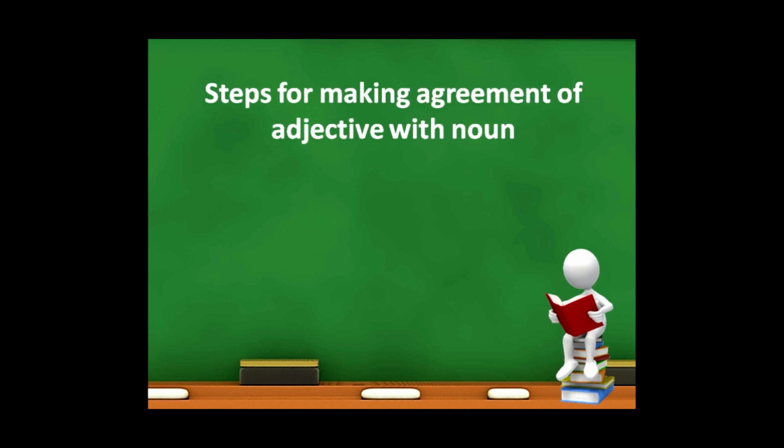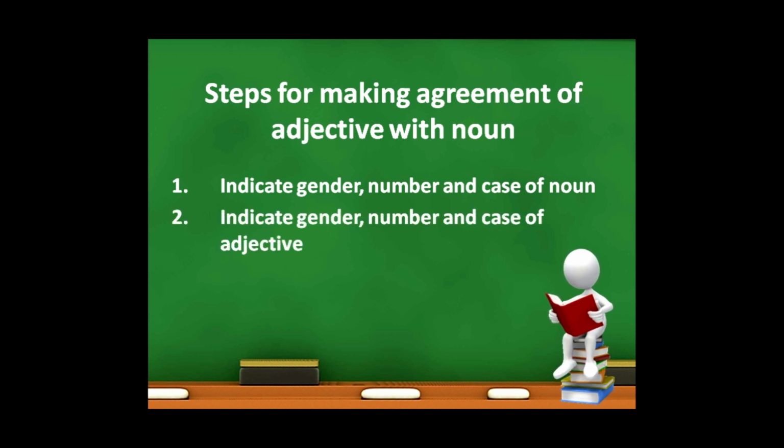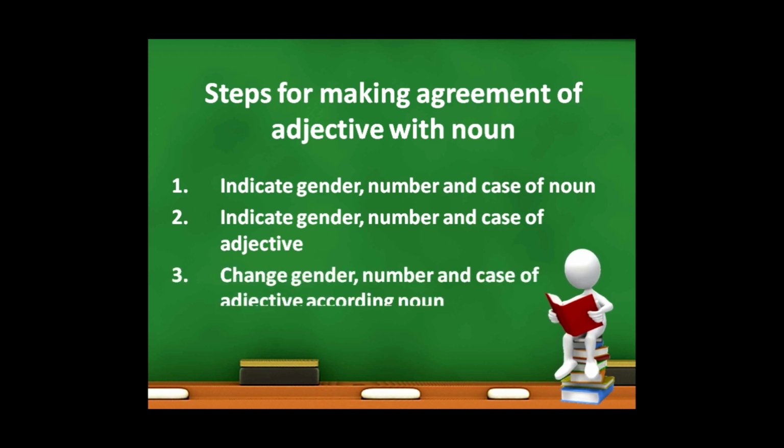Steps for making agreement of adjective with noun. Step number 1. Indicate gender, number, and case of noun. Step number 2. Indicate gender, number, and case of adjective. Step number 3. Change gender, number, and case of adjective according to noun.